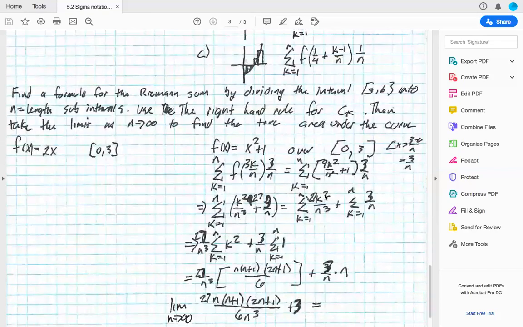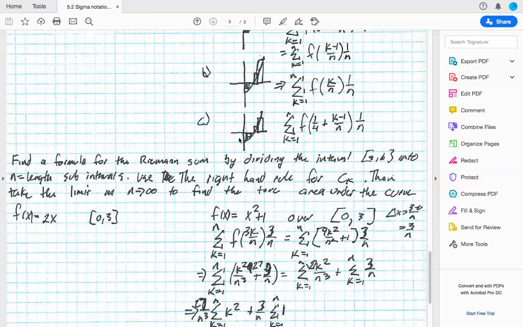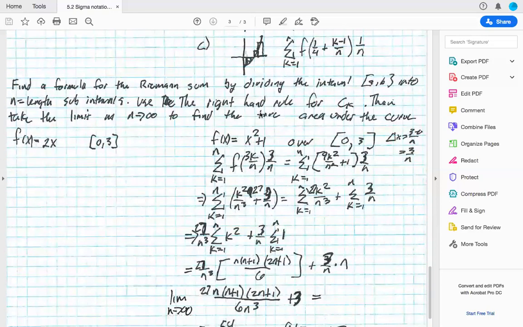But this right here, if we're going to divide this into n width subintervals, or n length subintervals, we're going to use the right-hand rule for C sub k. So we're using the right-hand rule, which is kind of this b right here. And I'll show you how that works. We're going to use the right-hand rule for C sub k, and we're going to take the limit as n goes to infinity to find the true area under the curve. So if we have a function f of x equals x squared plus 1 over the interval 0, 3.